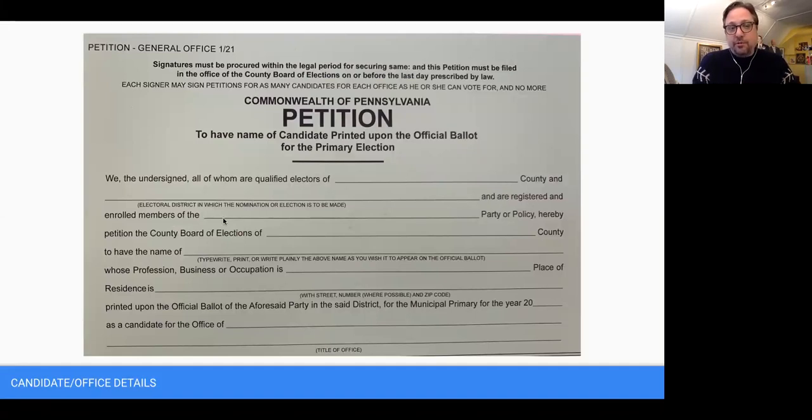And are registered and enrolled members of the Democratic Party hereby petition the Board of Elections of, again, Erie County to have the name of, and here's where you'll put your name on the ballot. Now, this is how you want your name to appear on the ballot. So a lot of people don't know my real name is Robert. If I was to run for office, I would not put Robert Wirtz on the ballot because no one would know who Robert Wirtz is. I would use Jim Wirtz because that's how people know me.